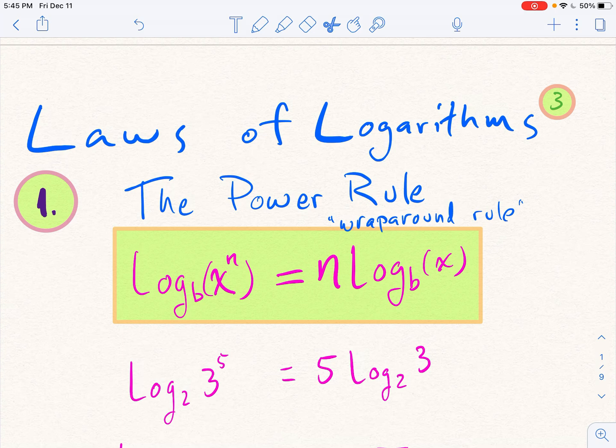All right, so we're going to move into these laws of logarithms here. The first one is called the power rule. We spent pretty much a day just looking at this. Log base b of x to the n power could be written with that exponent n as a coefficient, n times log base b of x. Both of these expressions are valid, and so if you've got a logarithm with an exponent on the argument, like log base 2 of 3 to the 5th power, you could write it as 5 times log base 2 of 3.